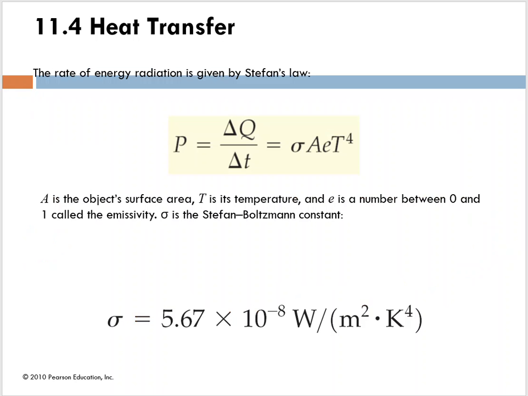Heat transfer. All right, so the rate of energy radiation is given by Stefan's law. Notice that we said earlier that the change of energy over the change of time is power. Power is going to be equal to this right here, which is what we refer to as Stefan's constant, times the area, times e, which is the emissivity, times the temperature to the fourth power.